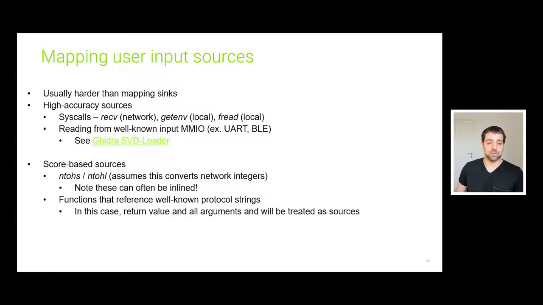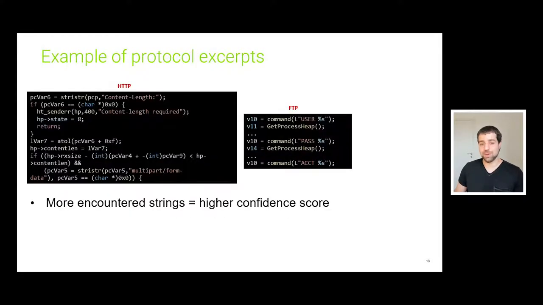So actually, let's jump to some examples from the relevant firmware. It has both, like I said, an HTTP server and an FTP server. And if you look at the functions that, for example, implement the HTTP receive or the FTP command loop, you can see a lot of familiar strings, like FTP commands or HTTP headers. And then if there's enough of them, if it passes a certain threshold, you can say, okay, this is an interesting function. And what that means is, you can assume, for example, that all the output arguments of that function and the return value are also user sources.